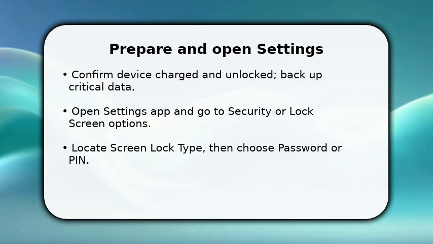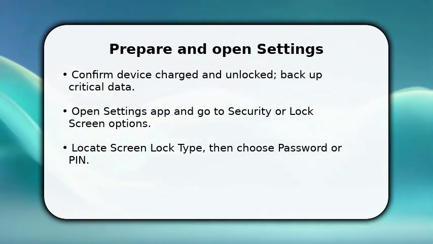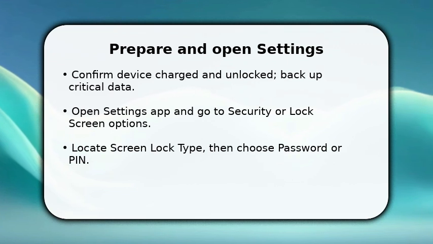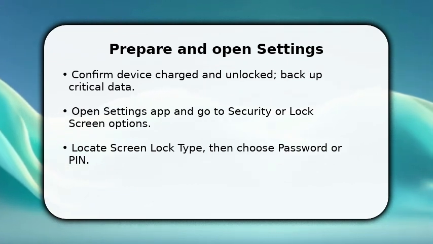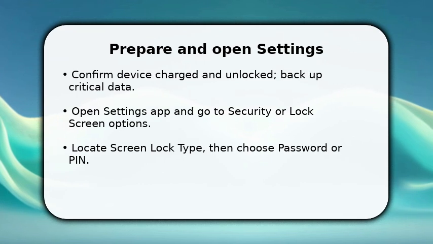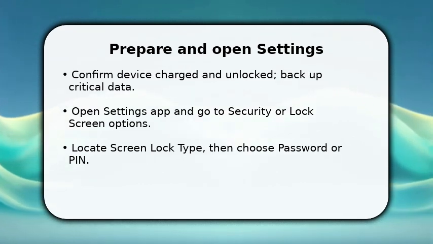Tap Screen Lock Type and choose Password or PIN now. You need an active credential to set timing. Once selected, enter a strong password using a mix of letters and numbers. Make sure to remember it or store it in a password manager.